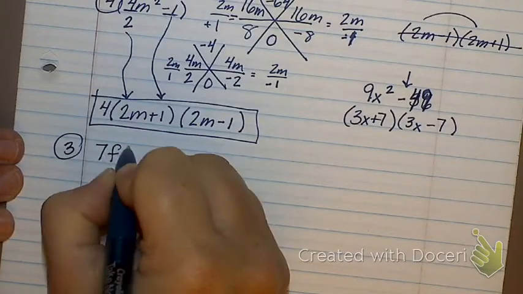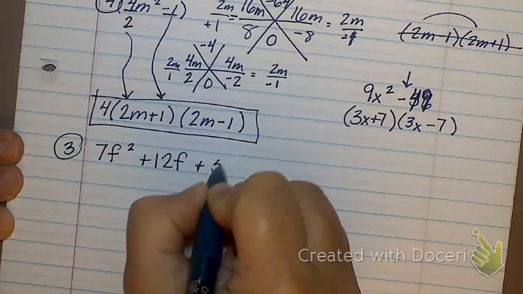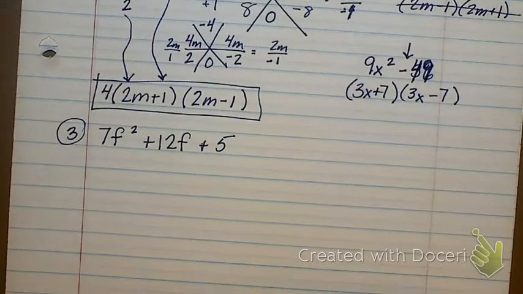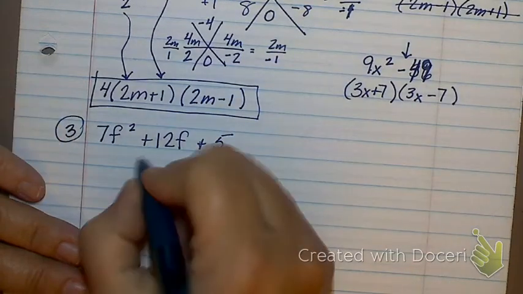You try this one. 7f squared plus 12f plus 5. Take a minute and try that one. Is this one easy or hard?